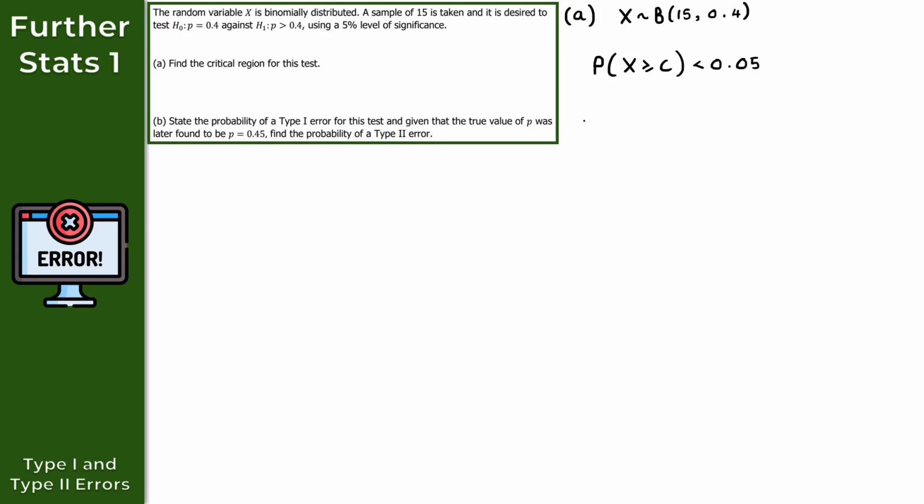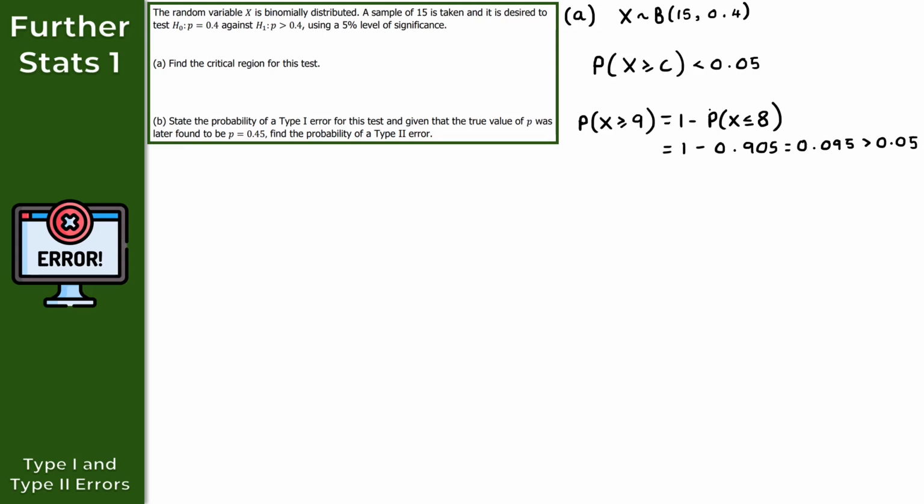I'm just going to use my calculator here. So what I'd get here then is the probability that X is greater than or equal to 9. Now that would be equal to 1 minus the probability that X is less than or equal to 8. Put this into your calculator then. So what I get here is 1 minus 0.905, which is equal to 0.095. And notice this is greater than 0.05.